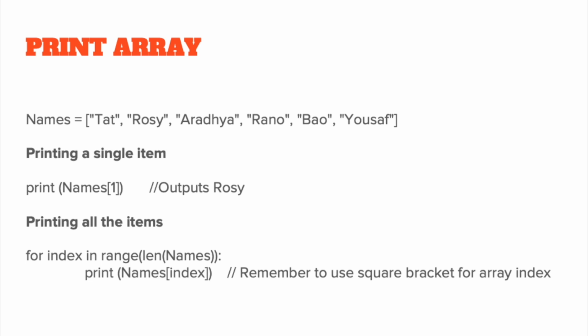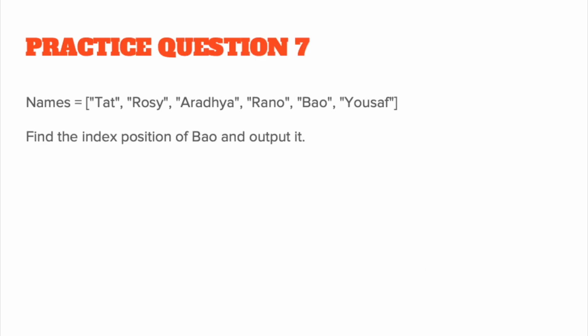You can try this code in your IDE and see if it works, or you can have a go at practice question 7. It asks you to create an array with the following names and then work out the index position of Bow and output it. So that's going to now require you to think about how the for loop works and how do you work out the index location. So you will need to use a selection and a print statement output at the end, outside the loop.